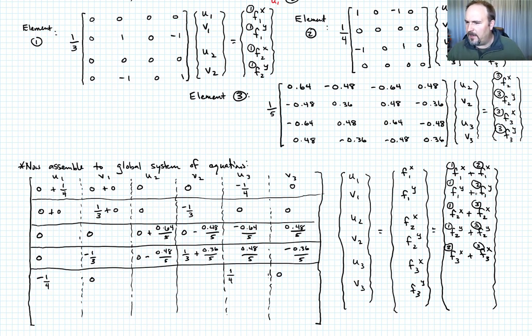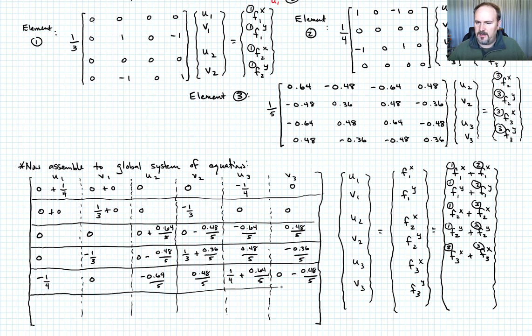Now I want to see my F3x term for element 3. That's the third row here, and that's in my U2, V2, U3, V3 columns. So I just write that out. This becomes negative 0.64 divided by 5, 0.48 divided by 5, and then I have to add this to the previous, so this is plus 0.64 divided by 5, and then minus 0.48 divided by 5. So we've got 5 of those done. Let me draw my line here.